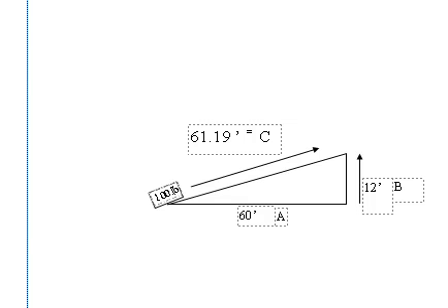All right, so what does the problem say? The problem says that we have a height of 12 feet on our inclined plane and a length of 61.19 feet for the length of the slope here.